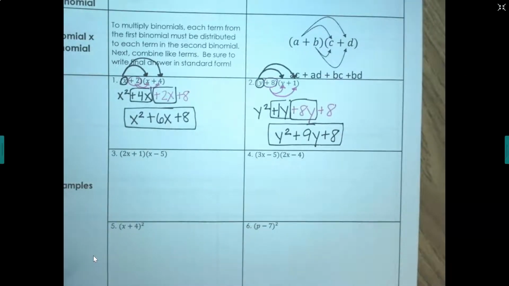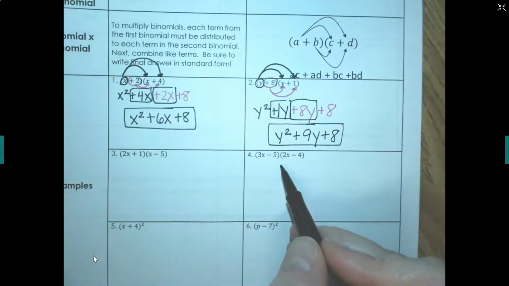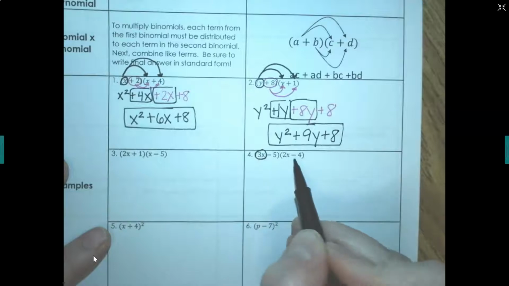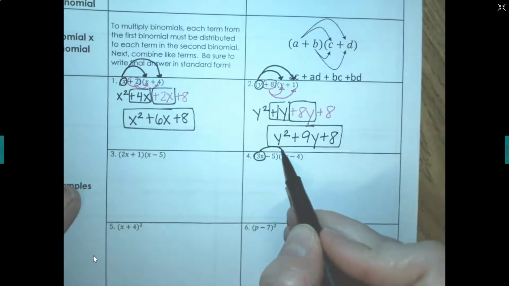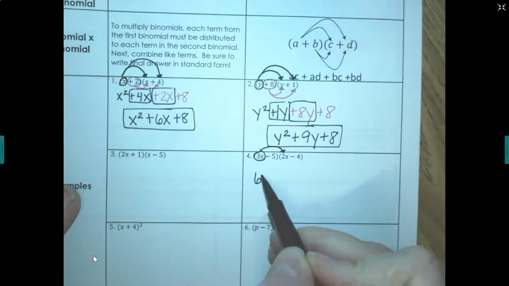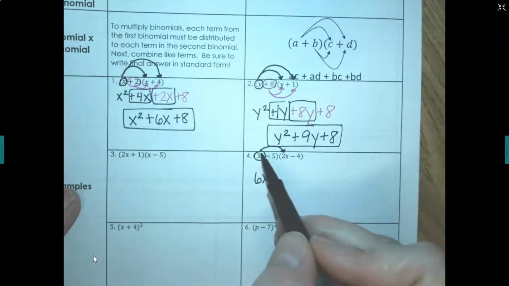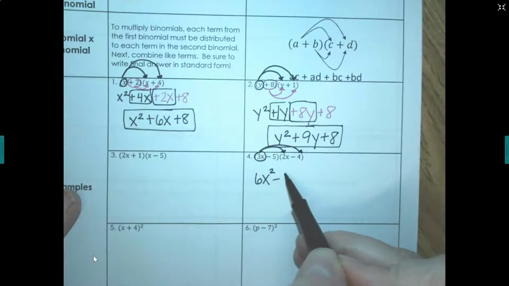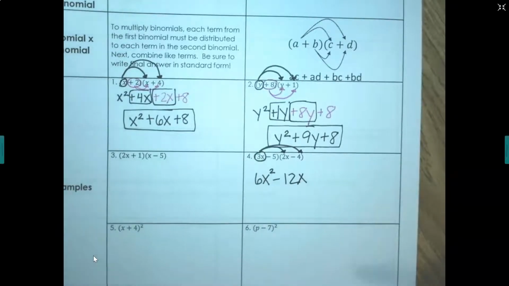Okay. Now, let's try it with slightly bigger numbers. I think we can skip number 3 and let's go a little bit bigger numbers with number 4. Same process. First term. Make sure the first term multiplies to everything in the second parenthesis. So 3x times 2x. 3 times 2 is 6, and there's a total of 2 x's when I multiply. Then I have 3x times negative 4. So 3 times negative 4 is negative 12. There's just the 1 x there, so I'm going to bring him down.